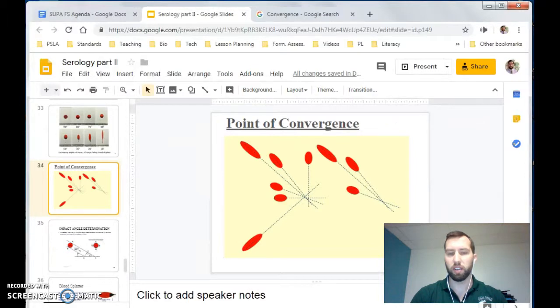So in the point of convergence, what we're going to do is use the shape of the blood drop here to draw a line through all the blood drops and determine where they came from. This is what we call the point of convergence.